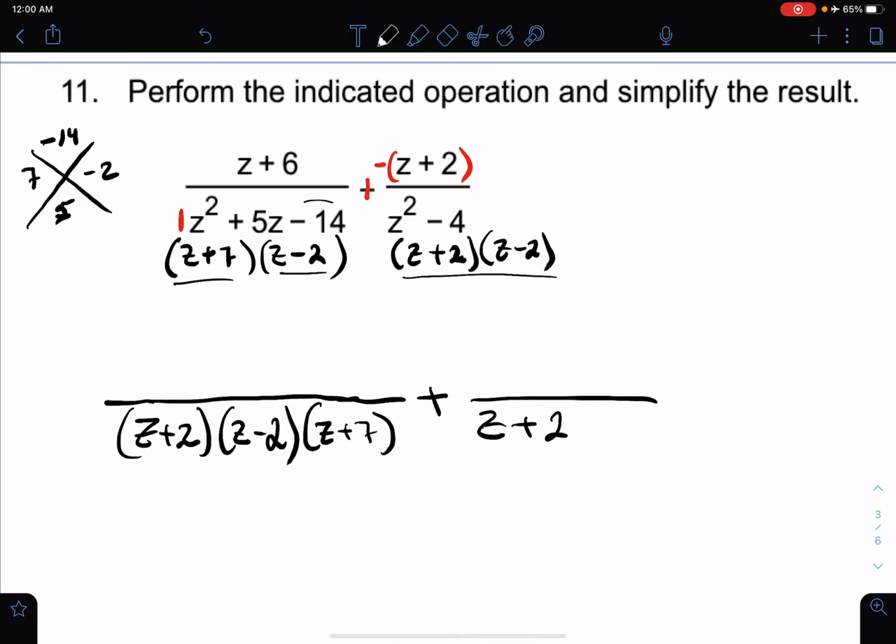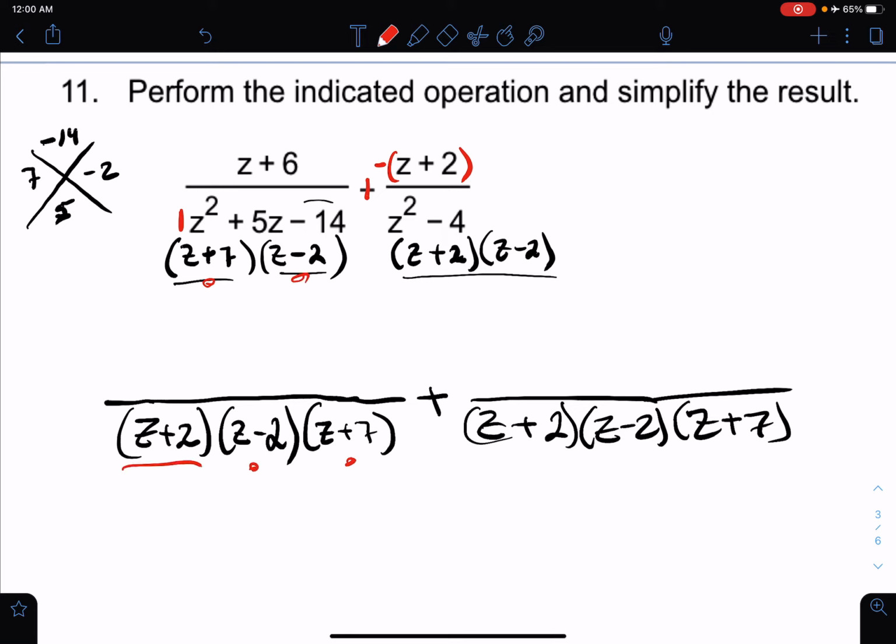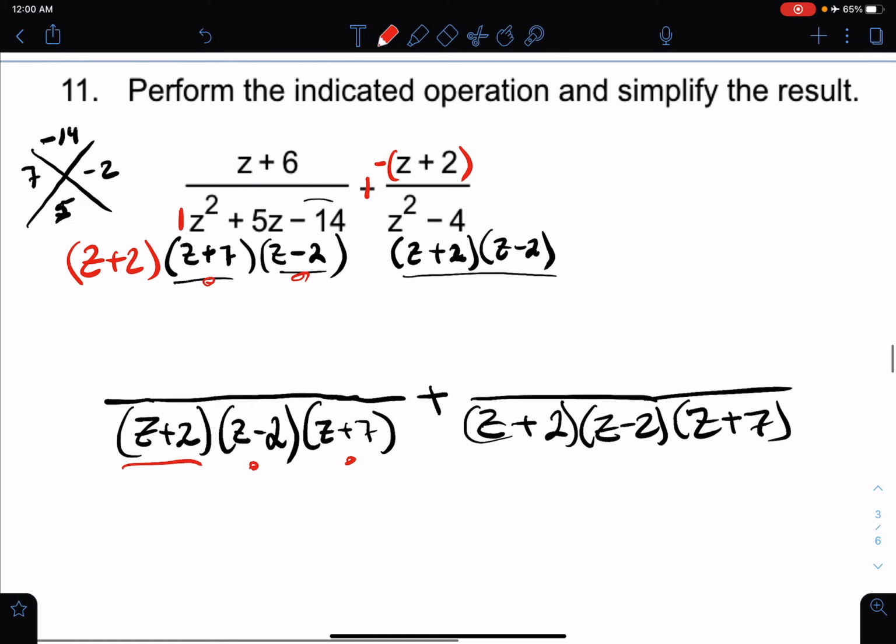I've got to build this new fraction with this specific LCD. Can I do it? Sure I can. So we take a look and we see that we have z plus 7, z plus 7, z minus 2, z minus 2. We're missing z plus 2. We multiply the denominator by that to make the LCD. We better multiply the numerator by the same thing to make these rational expressions equivalent. So we go for it.